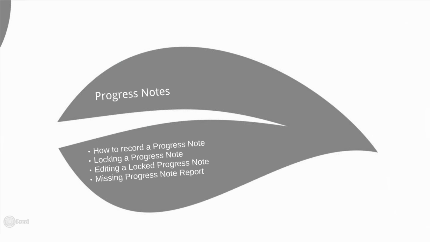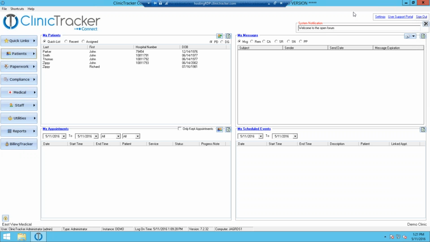Okay. So to get started, we're going to switch over to the ClinicTracker view, and we're right here at the ClinicTracker main screen. Before we even get into where a progress note is recorded, I just want to talk about some permissions. Permissions for each staff member are set on the staff info record. I'm getting there by going to staff and then staff info.